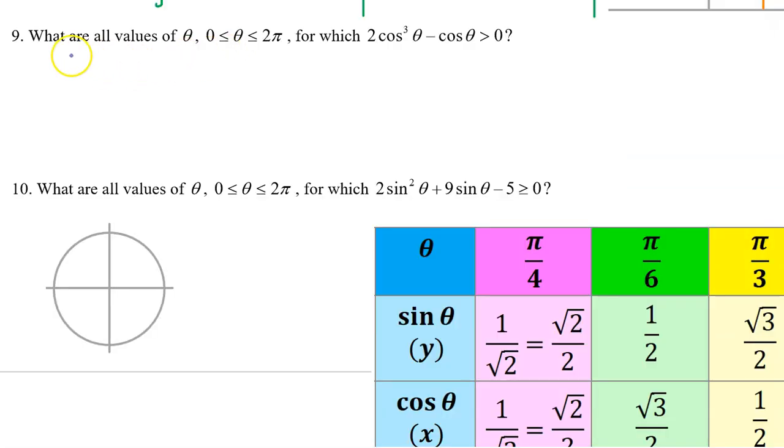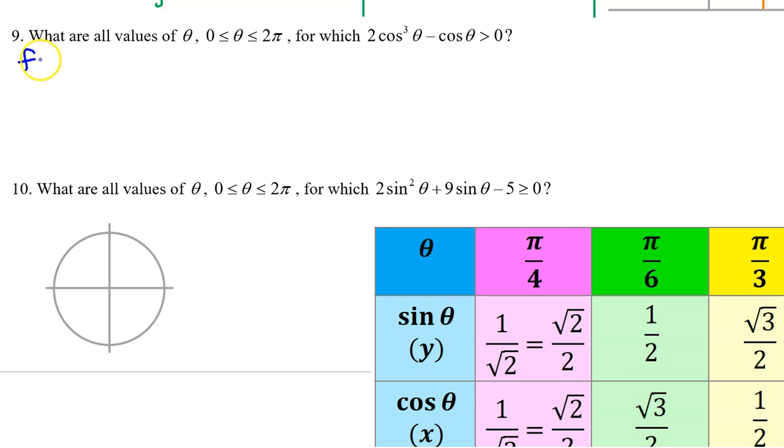Number 9. What are all values of theta on the interval from 0 to 2 pi, for which 2 cosine cubed theta minus cosine theta is greater than 0? Let's define the left side of the inequality as f of theta. And let's start by finding where f of theta is equal to 0.